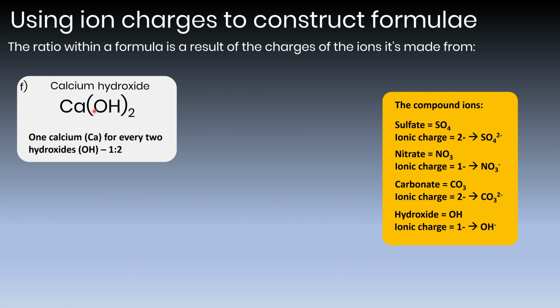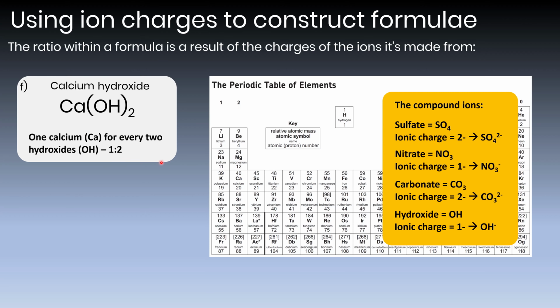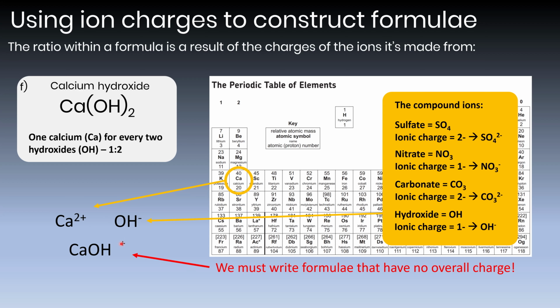Now let's have a look at calcium hydroxide, which has 1 calcium for every 2 hydroxides. Calcium is a group 2 metal found on the periodic table, so it forms a Ca2+ ion. Hydroxide is one of our compound ions that has a 1- charge, so it's OH-. You can see here I've got 2 positives but only 1 negative, so if I was to put these together in a 1-to-1 ratio, I'd end up with a 1+ charge overall, which is wrong because we need to balance for charge. To cancel out the 2 positives of the calcium ion, I'm going to need 2 of the hydroxide, and because it's a compound ion, I'm going to put it in brackets. So I would write Ca(OH)2.